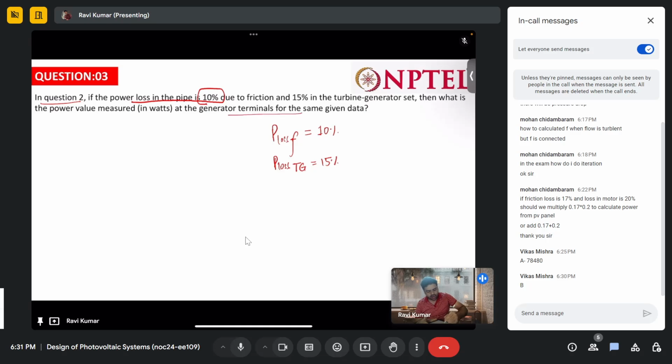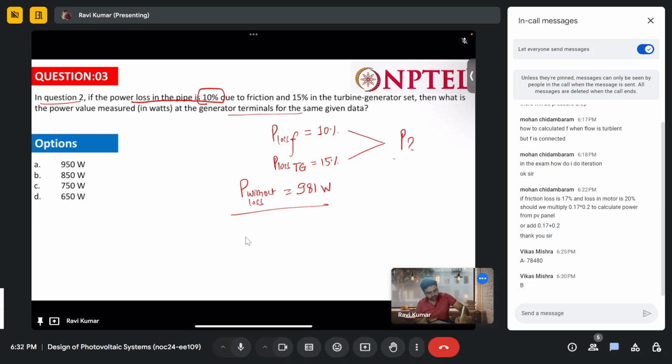So our power without loss was 981 watt. It is asking, if there are two losses in the system, then how much power will be, and these are the options.